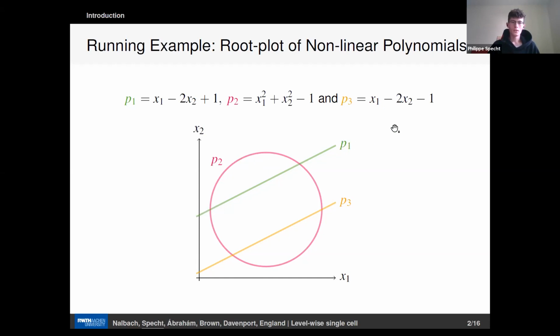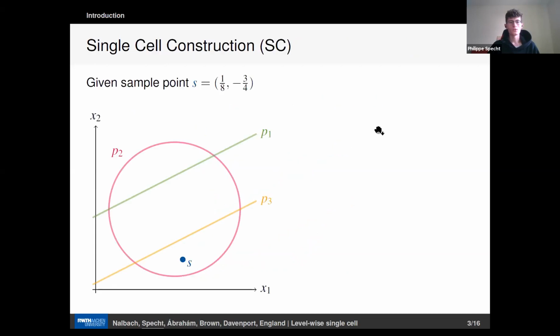Okay, with that out of the way, let's get started with what single cell construction is. Given a set of polynomials and additionally a point S in this space, our task with single cell construction is to construct a connected sign invariant set containing this point. The biggest possible cell that we could find would be this space right here. It's clear that it is connected, but what does it mean to be sign invariant?